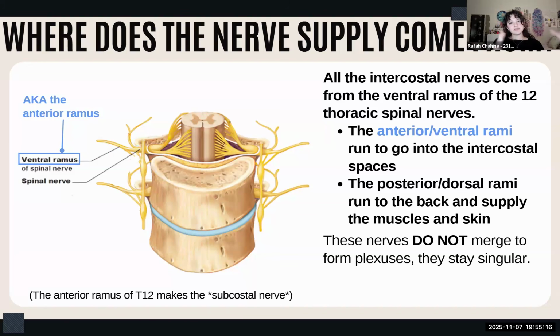You know what a plexus is? A collection of nerves that come together to supply a certain part of the body. These spinal nerves will not form a plexus. You have to keep that in mind. They do not form a plexus. If they formed a plexus, then we would not have individual intercostal nerves, okay?